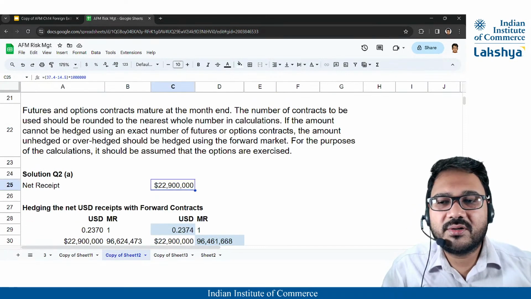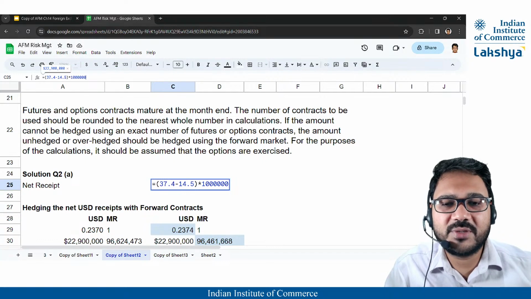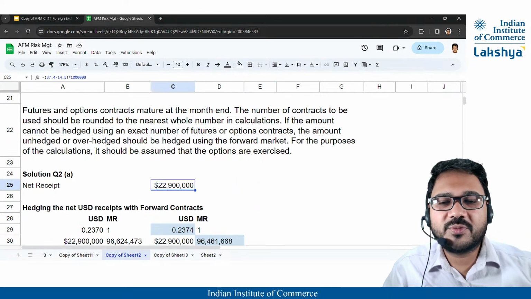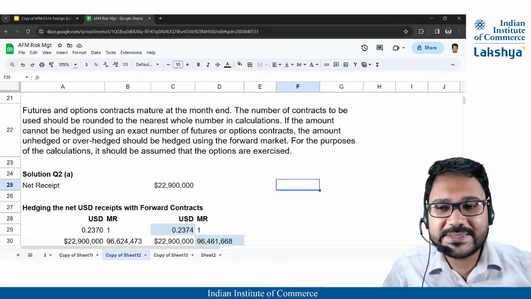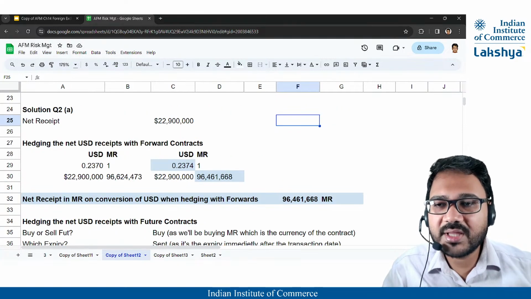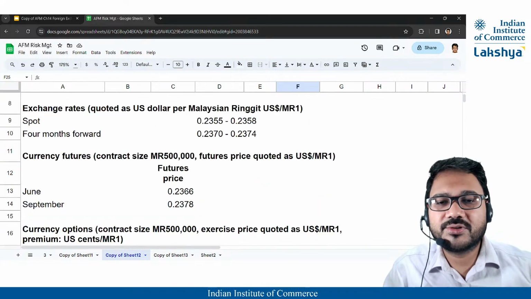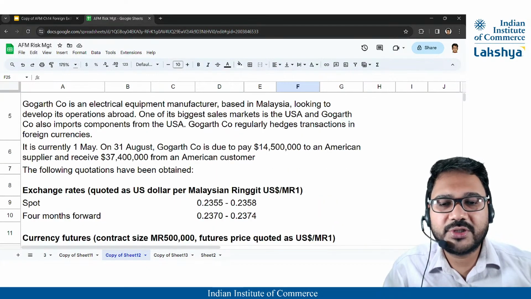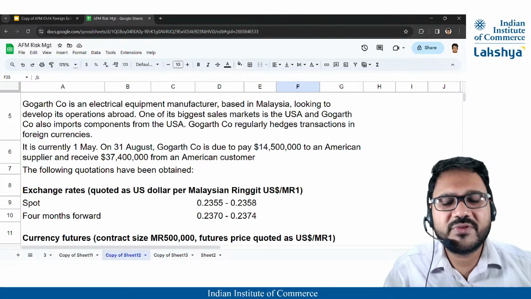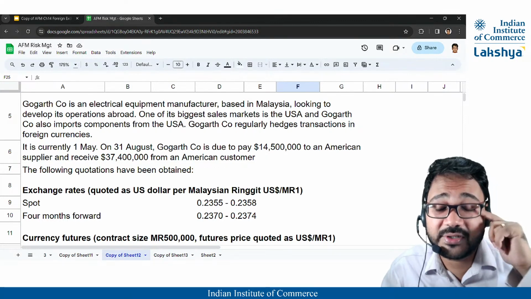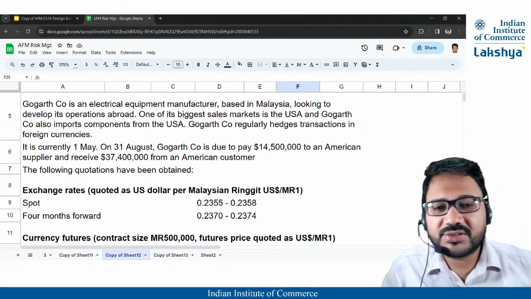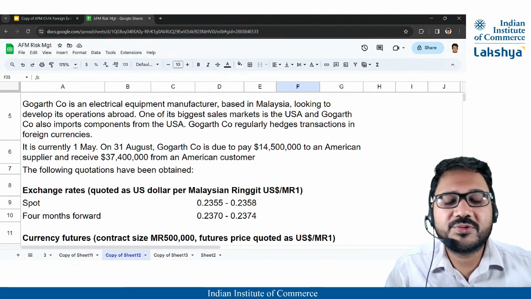What are we expecting to receive? We are expecting to receive 22.9 million, which is nothing but 37.4 million minus 14.5, which is $22.9 million. Now, if we were to use forward contracts, there are two rates available, 0.2370 and 0.2374. We just have to identify the relevant rate. We discussed already the correct rate is 0.2374.